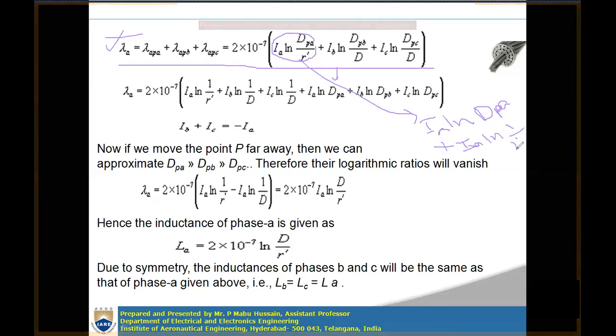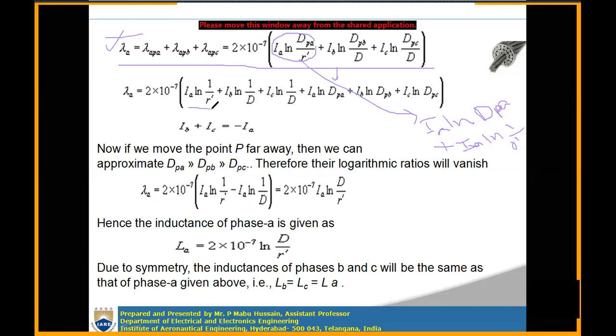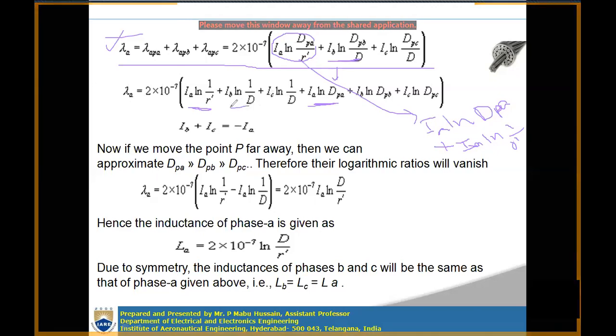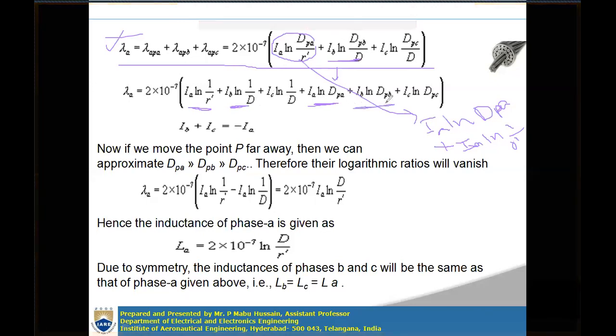Log(AB) can be written as log A plus log B. So by using that formula, you can write this expression as IA into ln 1 by r dash plus IA into ln dPA. Similarly, the second expression can be written as IB into ln 1 by capital D plus IB into ln dPB.